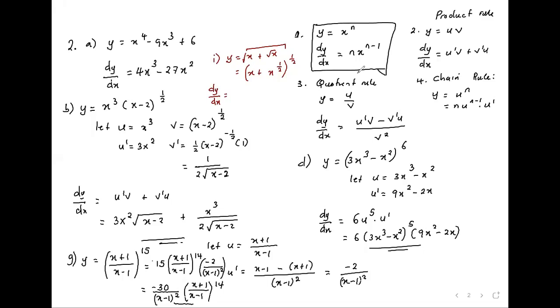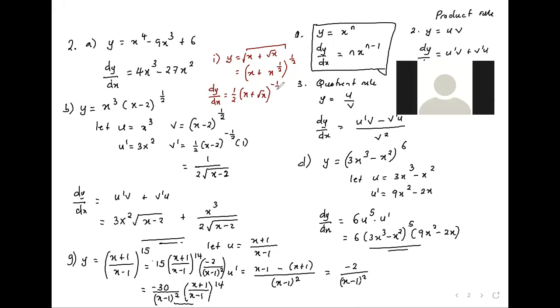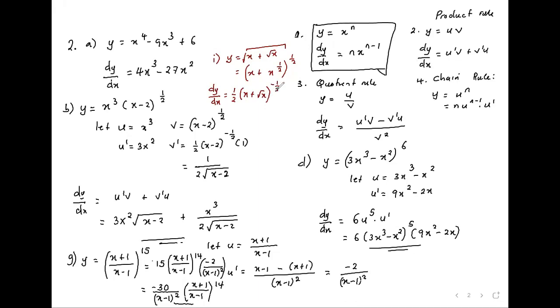So to differentiate this, you drop the half, keep everything inside as it is to the power negative half, and then go back inside and differentiate. So you get 1 over 2 root x. And this is the derivative.